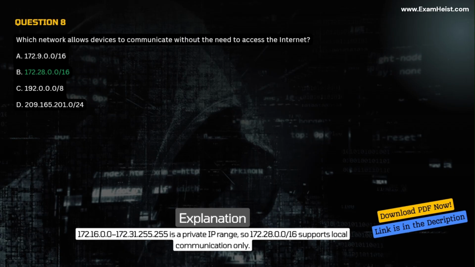172.16.0.0 to 172.31.255.255 is a private IP range, so 172.28.0.0/16 supports local communication only.